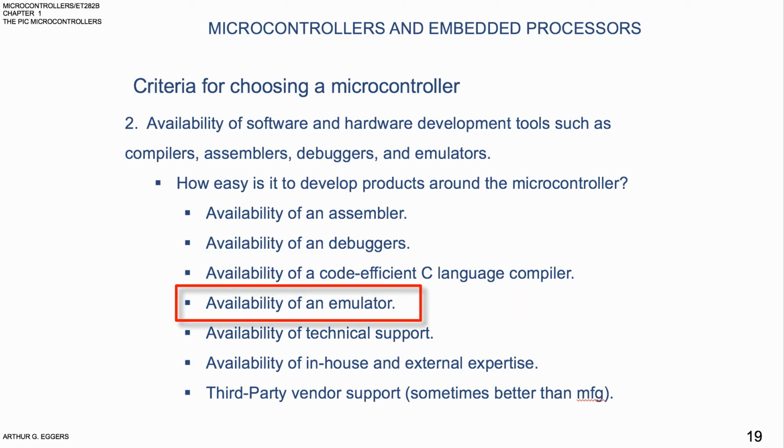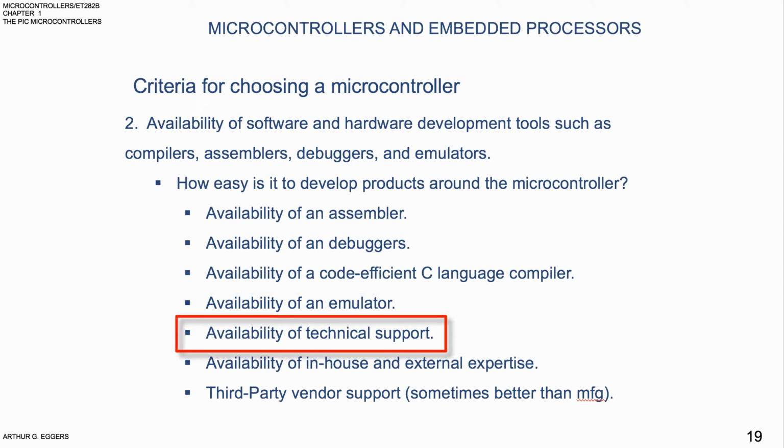The availability of an emulator. The emulator, of course, is the device that acts like the controller and allows you to actually see what the end product is going to look like. Availability of technical support. The product provider, the folks that build the microcontroller, are they going to be there for you? Can you call them up? Can you send them an email? Will they come out and help you? I mean, there are lots of factors in dealing with technical support.